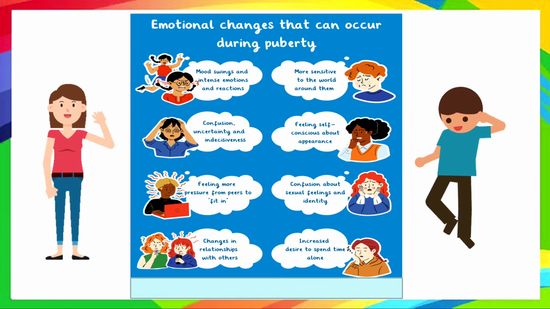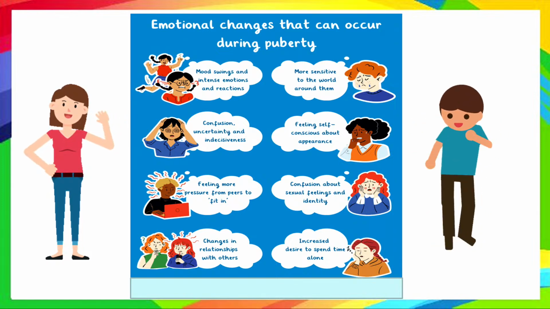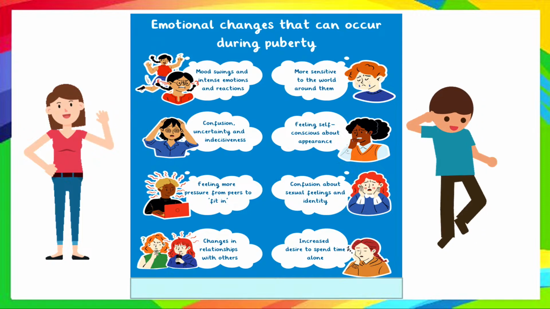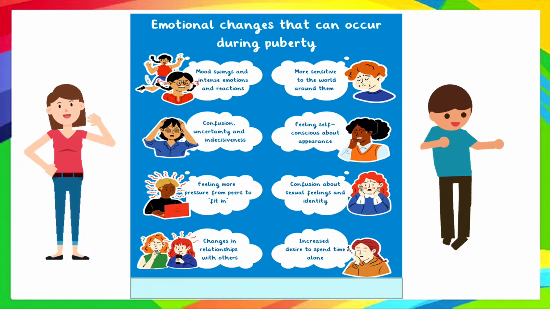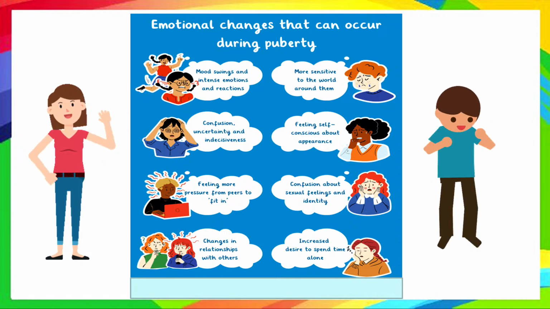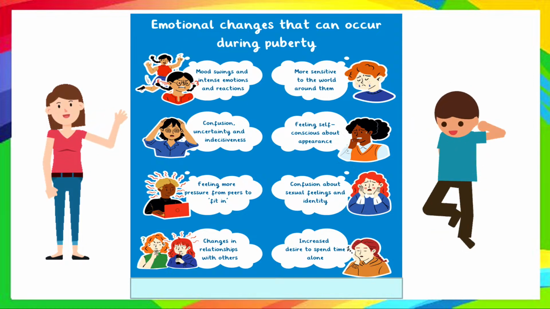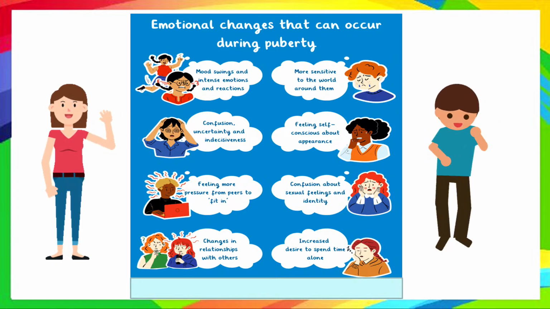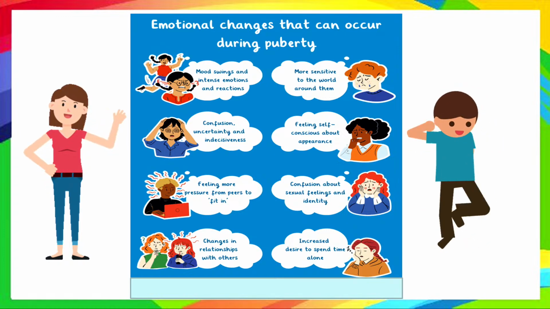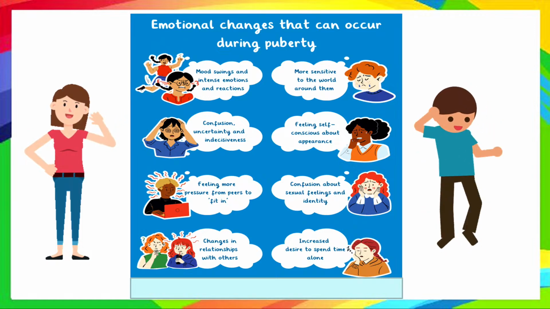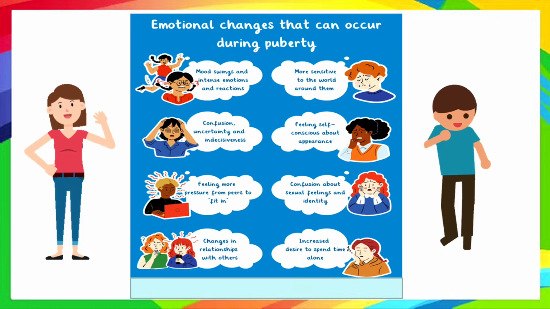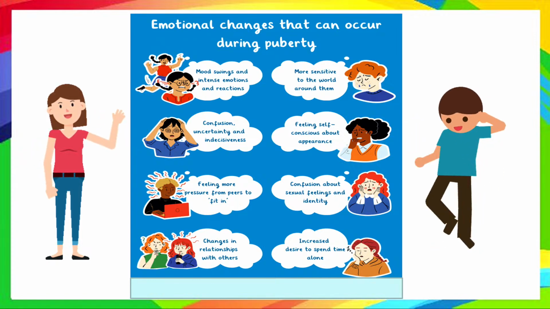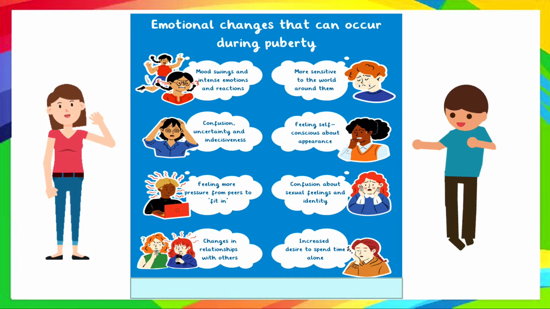Ma'am, what other emotions do they develop while this age is going on? Yes, ma'am. Here you can see on the slide as well that the emotional changes that can occur during puberty are mood swings and intense emotions and reactions, being more sensitive to the world around them. Confusion, uncertainty and indecisiveness will be there. They will not be able to take decisions in the right way. Feeling self-conscious about appearance, feeling more pressure from peers to fit in. They also have confusion about sexual feelings and self-identity. There will be changes in relationships with others, parents, neighbors and in society also. There will be an increased desire to spend time alone during this age.